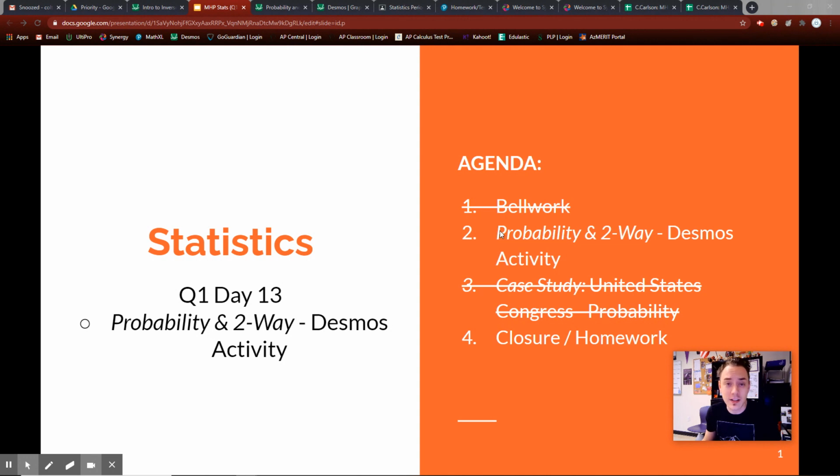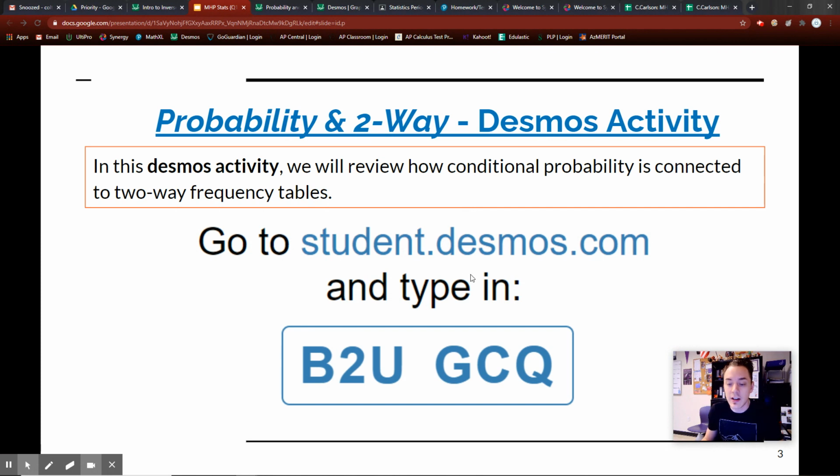Desmos activity, solidifying our probability and our two-way frequency tables. Okay, we're not going to go through bell work, so we're just going to go straight through the Desmos activity. Not all of it. I'll leave a lot of it up to you guys, and then, of course, the closure. So get started, get logged in.